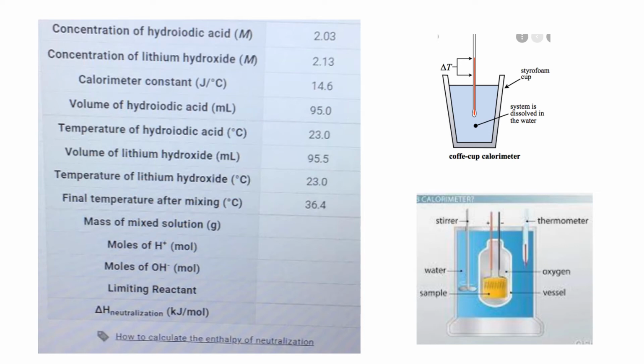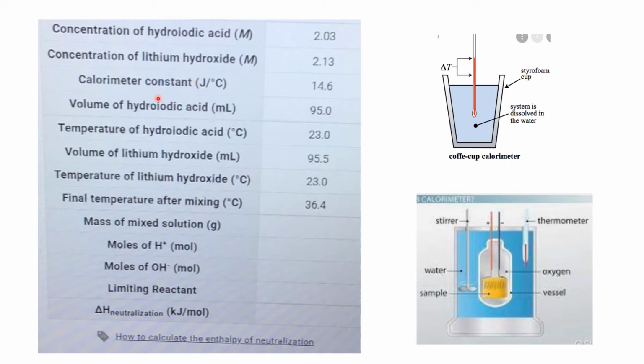Let us talk about the problem where these are the given. The reactants are hydroiodic acid and lithium hydroxide. So it's an acid-base reaction, a neutralization reaction. And if it is neutralization, it produces heat.